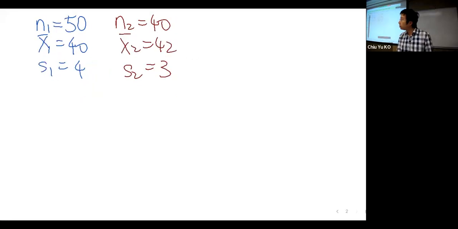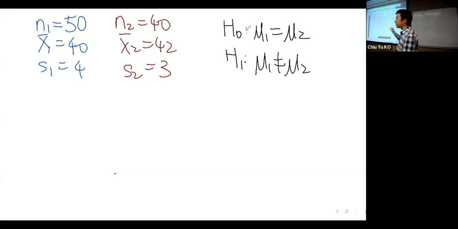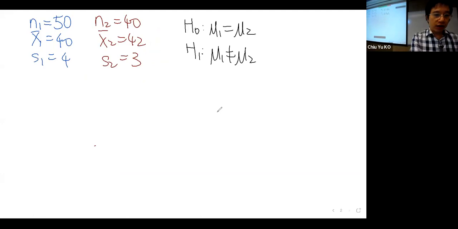Remember they're normal, and the question is whether they're equal or not equal. H0 is mu1 equal to mu2, and H1 is mu1 not equal to mu2. I just do two-sided here, one-sided is the same. What does that mean? First, let us draw the graph, to understand this question, and then we can go to the calculation. So the question is like this.